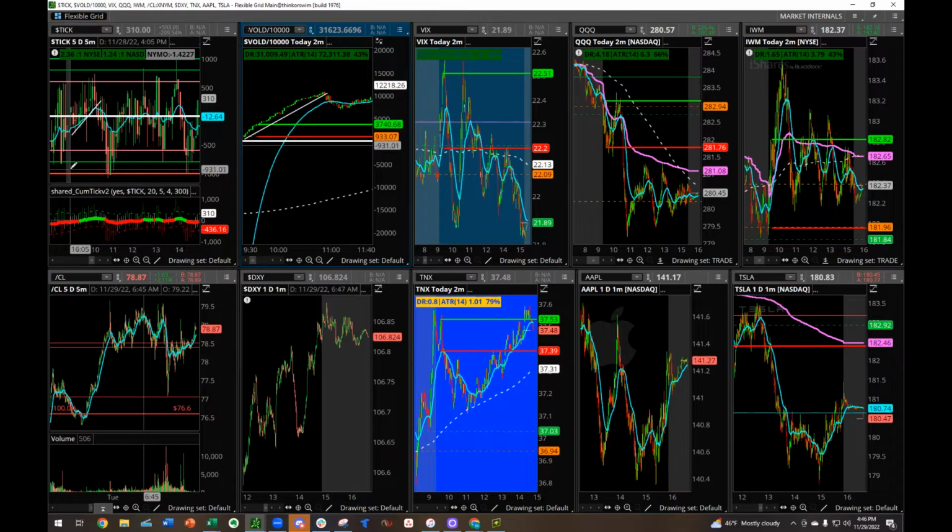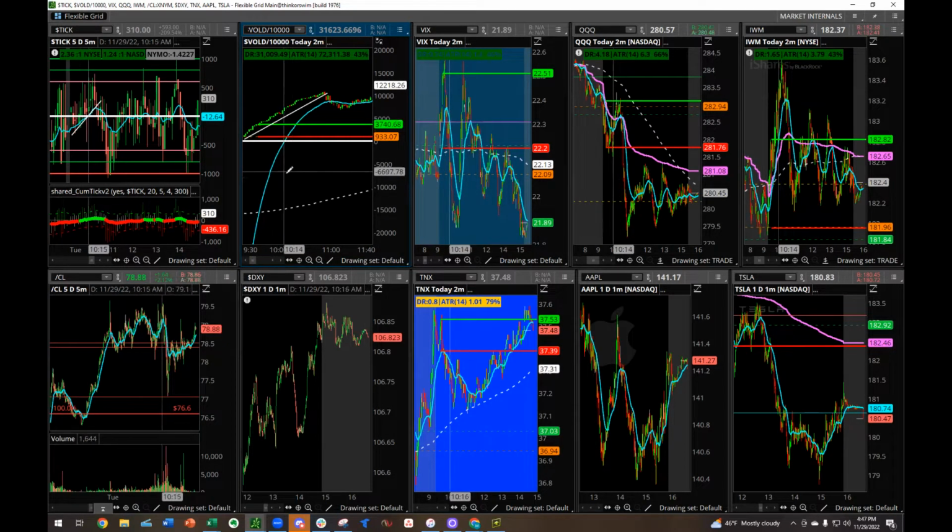Well, here, if you look at the tick and you look at the up volume, you can see the zero line here. From the open, we really got going with higher lows, and we were hanging at the zero line. We had a nice little run, and you can kind of see what everything was doing at the same time.